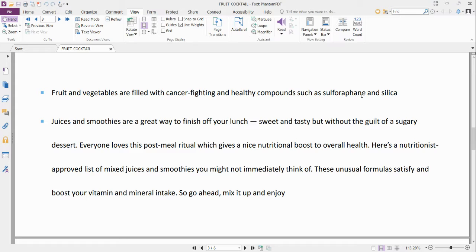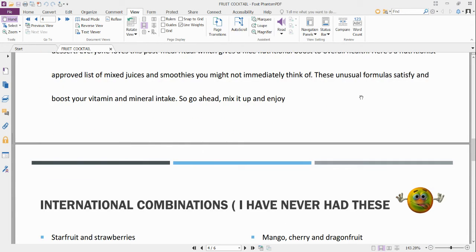But again, at the end of a meal, most people take a sugary dessert, either ice cream or cake. So instead of having this, you could have a smoothie. Just drink it throughout your time after your lunch, and also it will make you feel much better. I think I always feel much better when I have a smoothie rather than eating a cake. So let's go ahead and mix it up to enjoy.